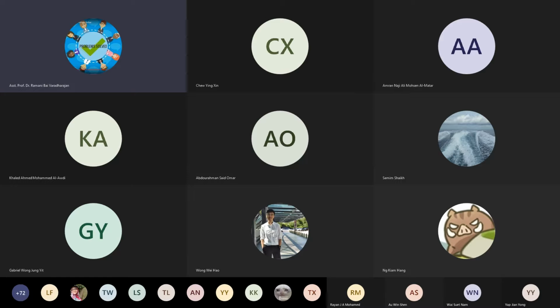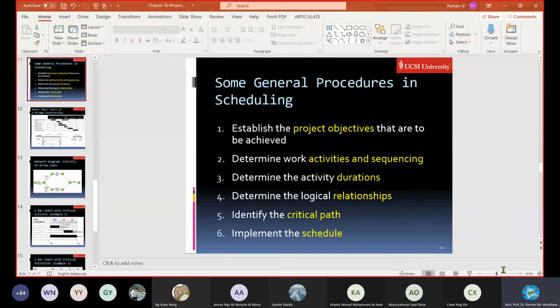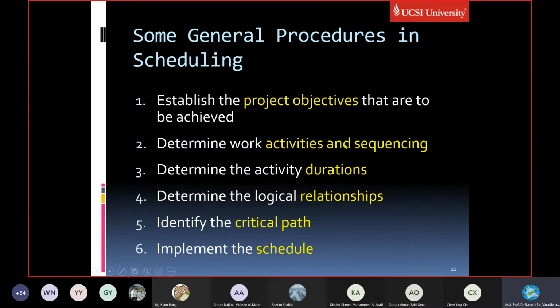Okay. Some general procedure in time scheduling. Establish the project. I think it is also done. You need to have objectives in setting your Gantt chart, preparing your Gantt chart. Activities should be there and the sequencing one after another, or some of the activities may be going parallelly, and the duration of each activity. The relationship of each activity is also important.